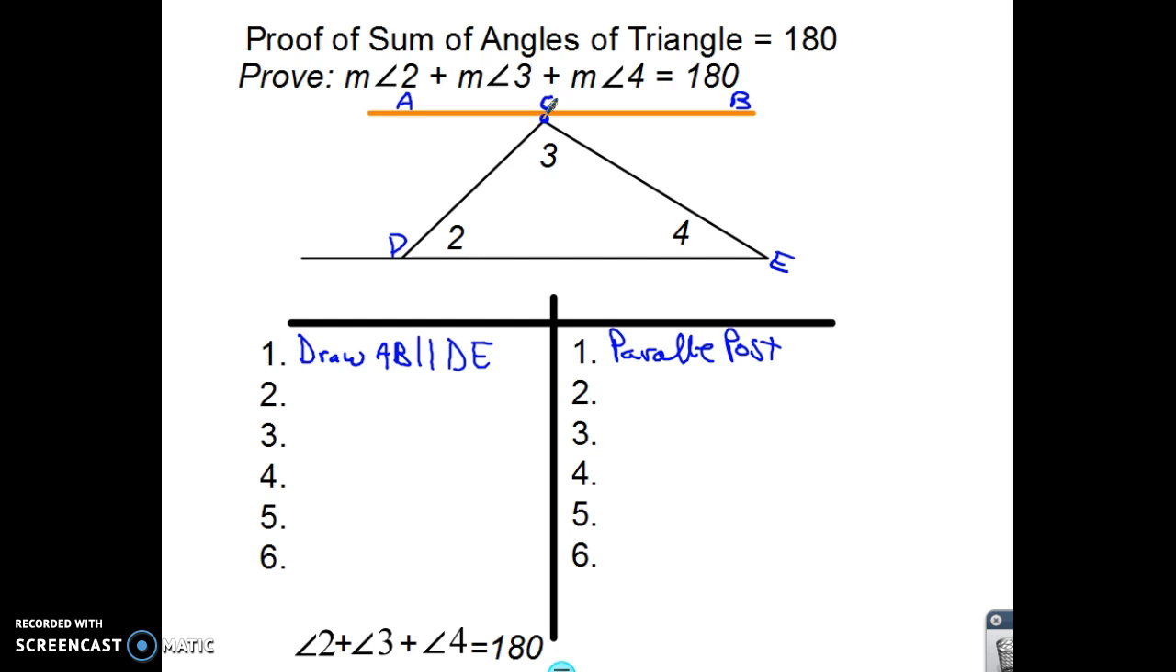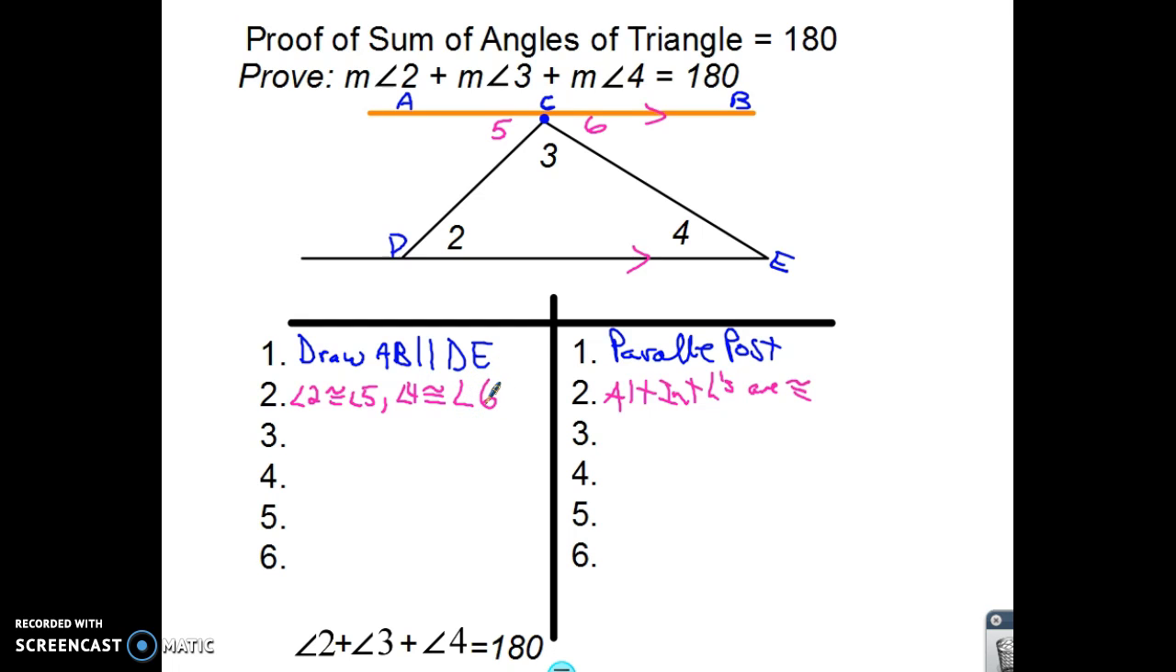Okay, so because we know these are parallel, and let me mark them by this postulate right here, we know that angle 2 is going to equal angle 5. And that is by alternating interior angles are congruent. We also know that 4 and 6 are going to be equal. And I'll put that on the same line. Angle 4 is congruent to angle 6. Great.